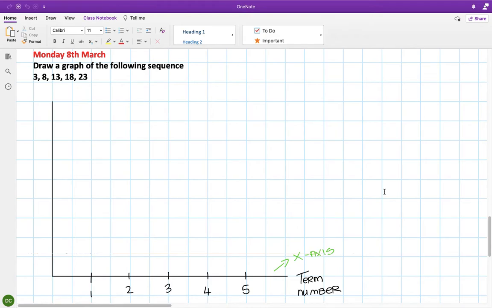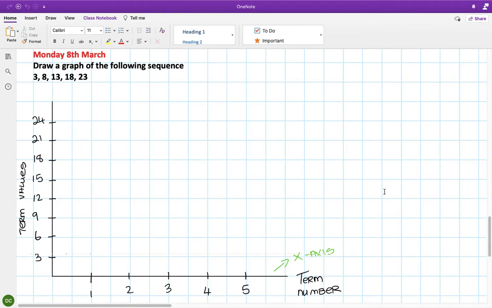So I'm not going to be able to go in 1s, 2, 4, 6, 8, 10, 12, 14, 16, 18. I don't have enough room to go in 2s, so it looks like I'm going to have to go in 3s. So 3, 6, 9, 12, 15, 18, 21, 24. And these are my term values.